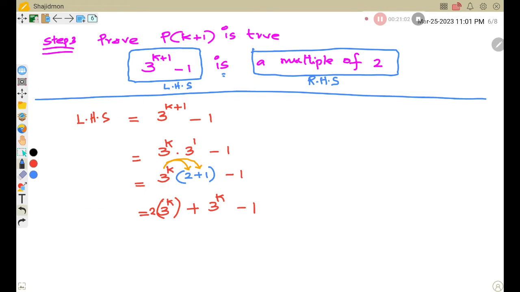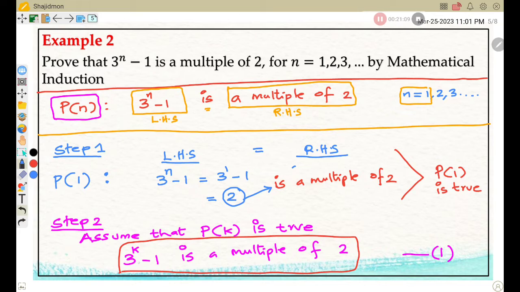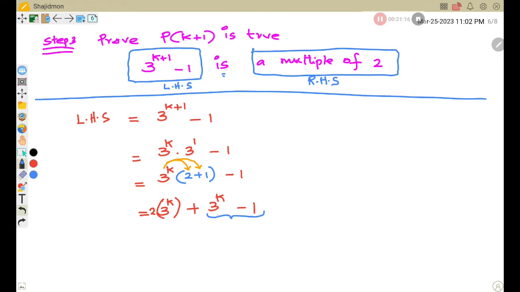Okay, can we apply step 2 here? See, 3 power k minus 1. What is step 2 telling? 3 power k minus 1 is a multiple of 2, correct? 3 power k minus 1 is a multiple of 2 from step number 2. See here 3 power k minus 1. So this is a multiple of 2, correct? Why? Because from step 2 we already wrote 3 power k minus 1 is a multiple of 2.